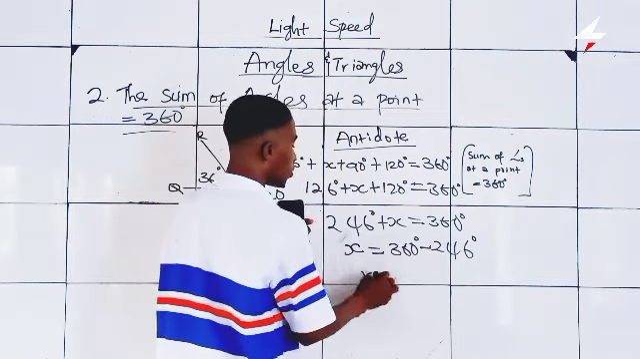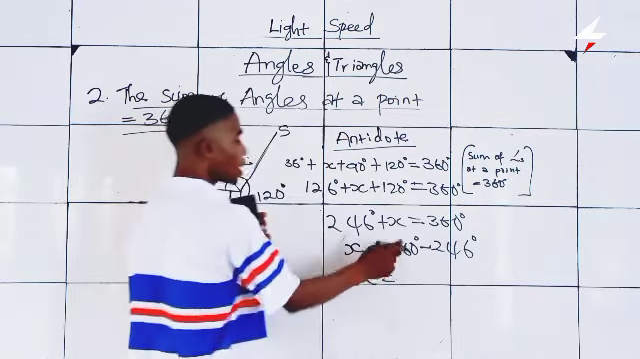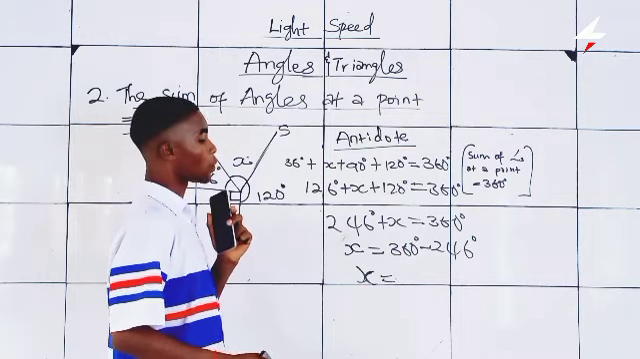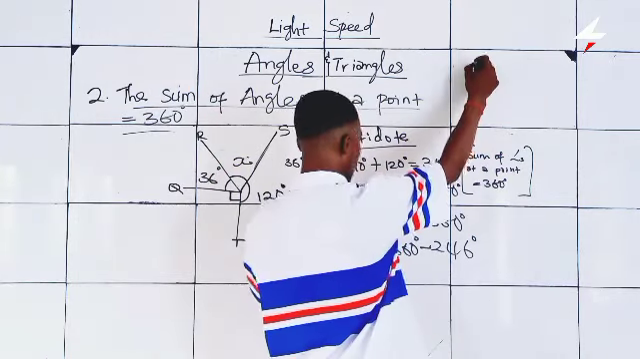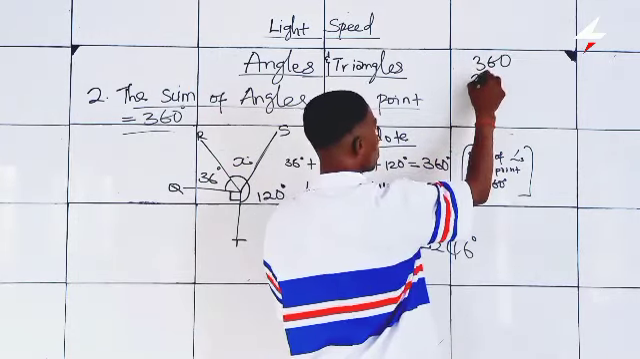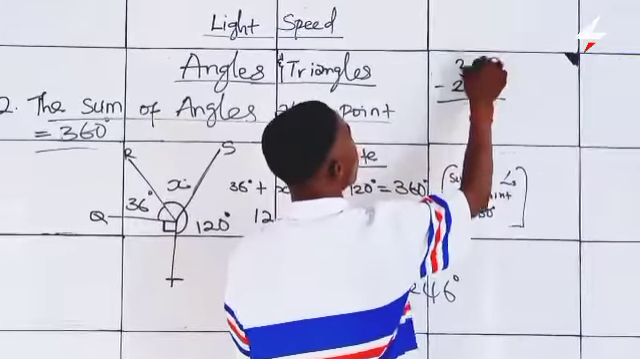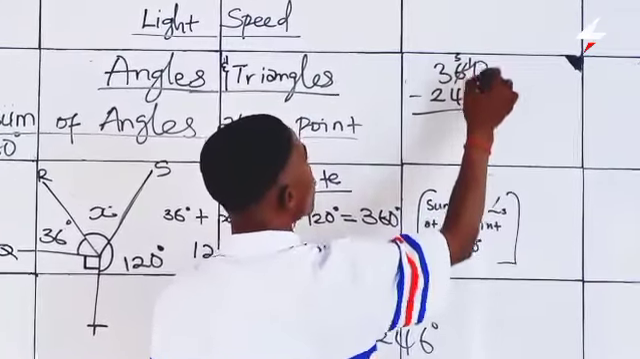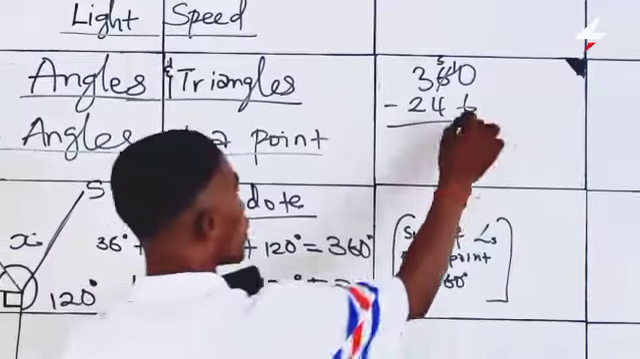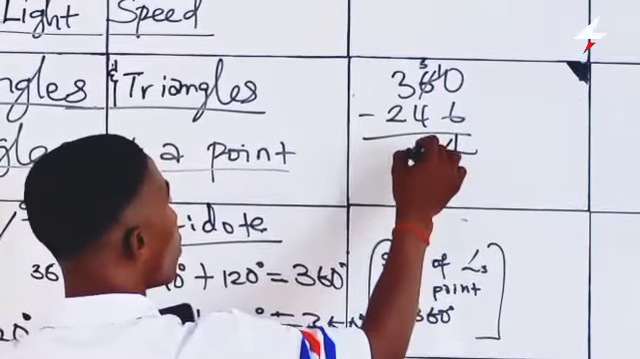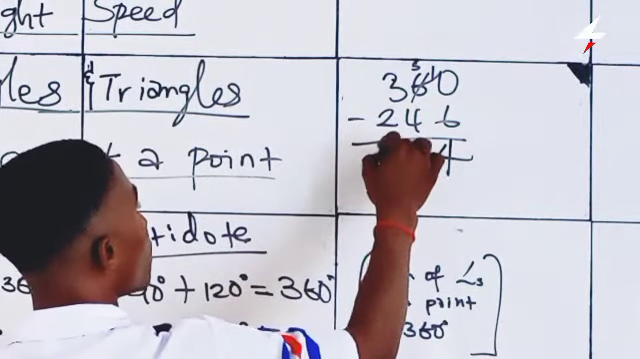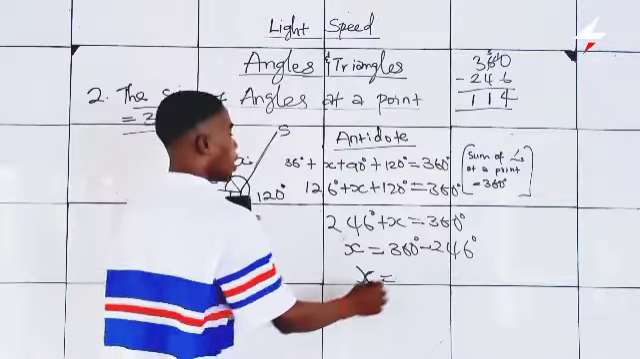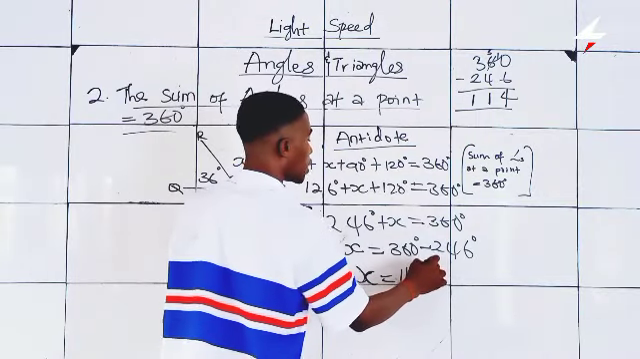Okay, now let's see what we've got. 360 degrees minus 246. Let's do the simple subtraction here. 360 minus 246. All right, we'll borrow from here. It becomes 5, right? Yeah, it will be 10. So 10 minus 6 will give us 4. 5 minus 4 will give us 1. 3 minus 2 will give us 1. So we have 114. So X is 114 degrees.